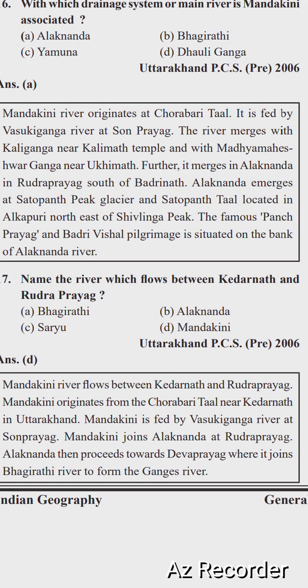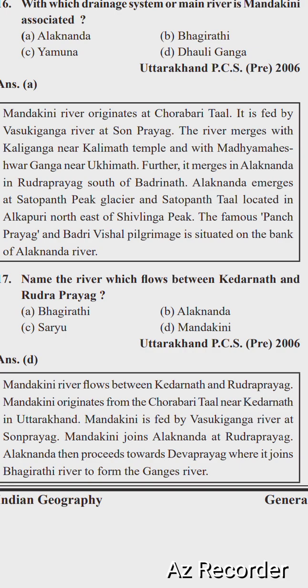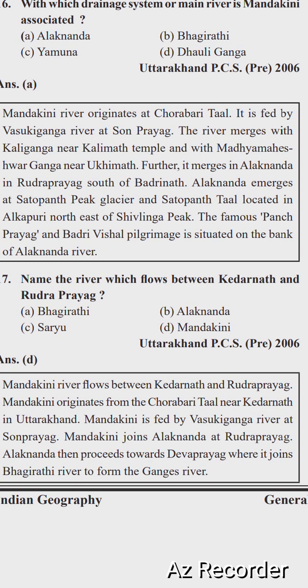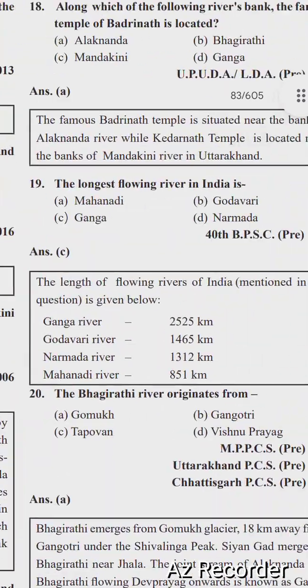Next, name the river which flows between Kedarnath and Rudraprayag. Options are option A, Bhagirathi, option B, Alaknanda, option C, Saryu, option D, Mandakini. Right option is option number D, Mandakini.